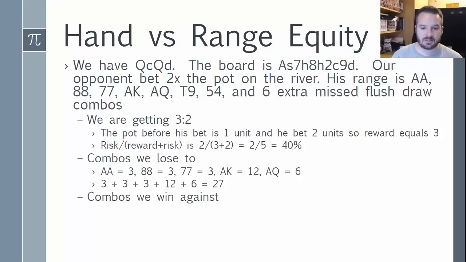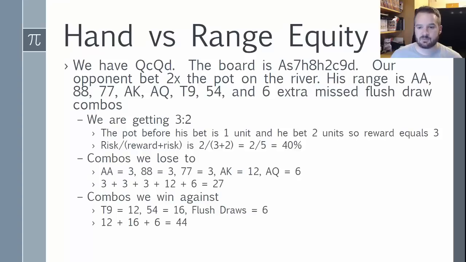And then what do we win against? So again, counting the combos here. 10-9, there's 12 combos. He's deciding to turn his rivered 9 into a bluff. So there's 4 10s that are not removed from the deck, and then 3 9s because one of the 9s is removed here. So 4 times 3 is 12. 5-4, there's no removal, so there's 16 combos. And then those 6 extra flush draws. 12, 16, 6, 44, if I did my math correctly.